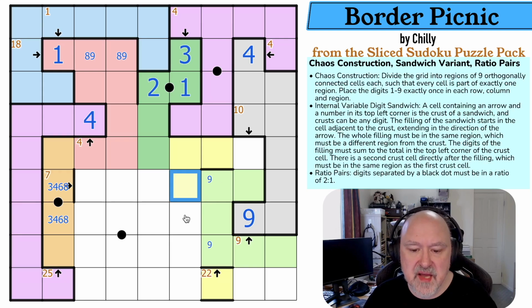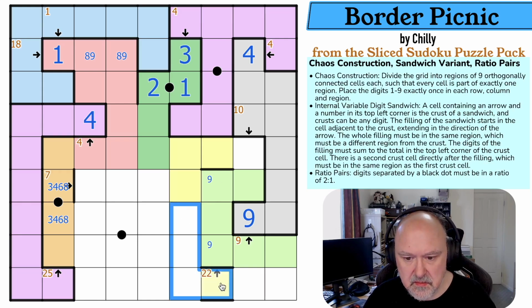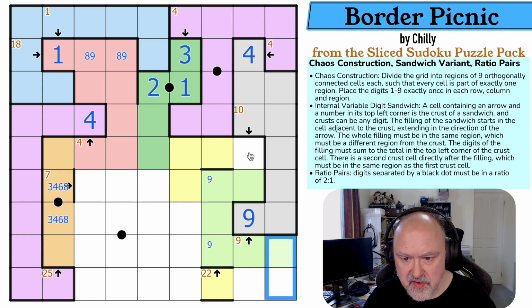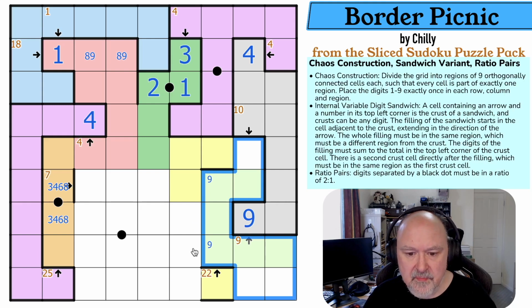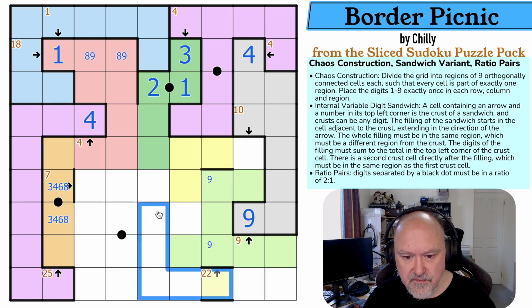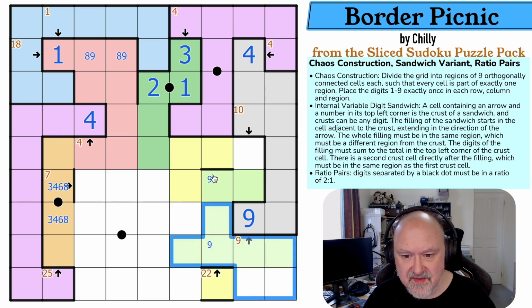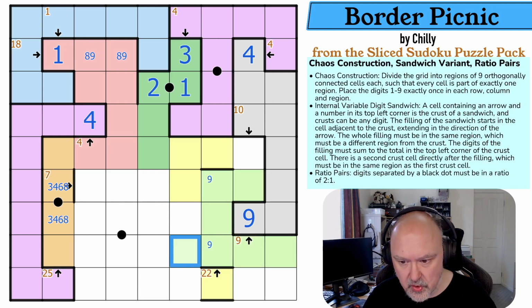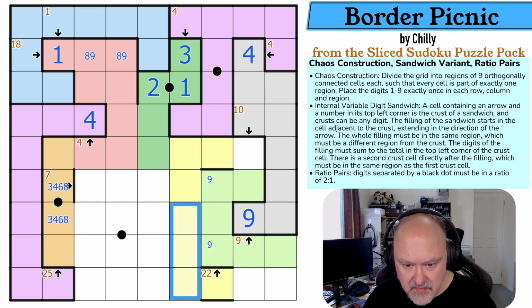Yellow has to connect up here. So how do I get 9 cells in green? 1, 2, 3, 4, 5, 6, 7, 8, 9. I could do that. If I was to add one cell to green along here, say this became green, how would I connect up yellow? I would need to get 9 cells in yellow. 1, 2, 3, 4, 5, 6, 7, 8, 9. But now I've got 10 cells in green. It doesn't work. These yellow must run straight down.